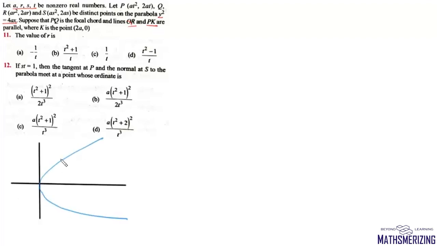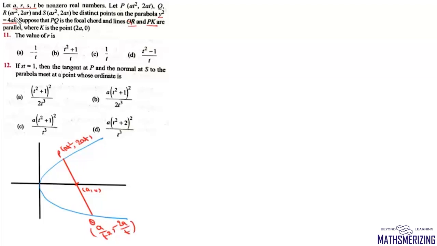Now it says PQ is a focal chord. So we'll draw this PQ. So this is P and this is Q. This is focus, which is a comma 0. It says P is at square, 2at, and we know that in case of a focal chord t1 into t2 is minus 1. So we can write coordinate of Q as a upon t square, minus 2a upon t.